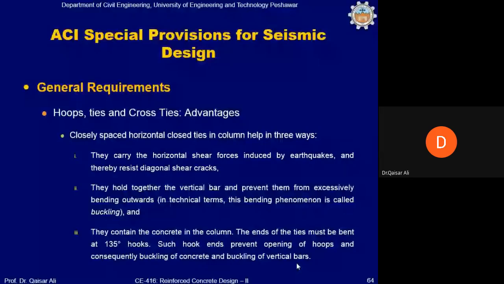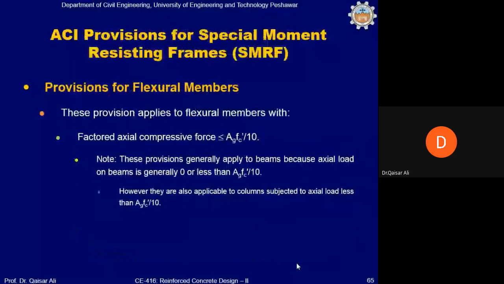Okay, then there are provisions now which are specifically meant for SMRF. And as you know, beams and columns are two members in a frame structure. Beam is a horizontal member and column is a vertical member.